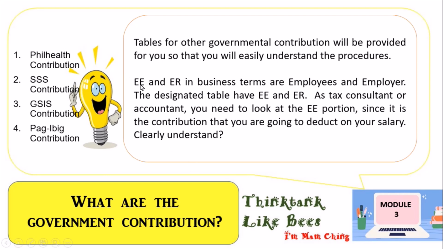Okay, so you already know it, right? We have the EE and ER portion. That means you have the employee and employer relationship. There is a difference between the two, because for the employee, the government contribution will be deducted from your salary, while the ER portion is your benefit from the employer.